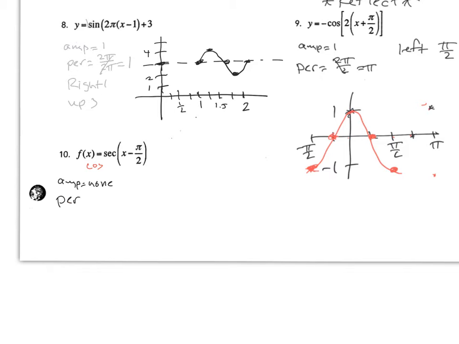Period. The b is 1. So this is 2 pi. It goes to the right pi over 2. It does not go up or down. So if you're asked for that vertical shift, you would have to also state none. So if you're asked a question that doesn't have one, please write none.